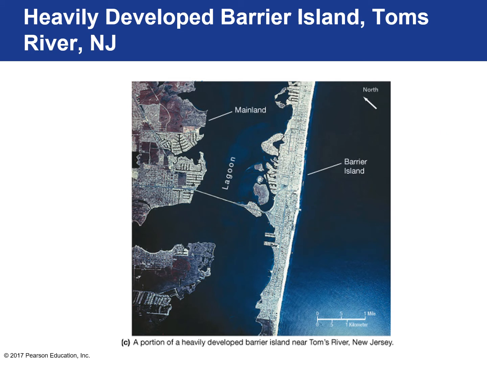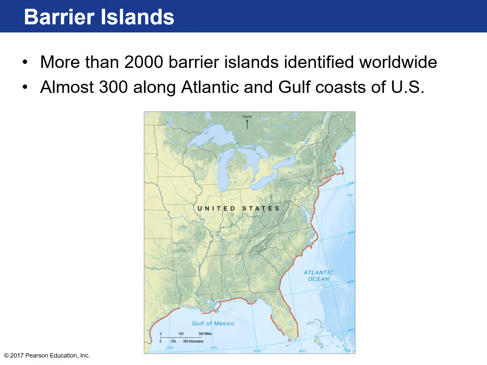Here's an example of a heavily populated one, especially in the northeast. There are so many people that live up there. They come and populate a lot of the barrier islands that are in Maryland and New Jersey. Right? So here's the Jersey Shore, guys, heavily developed. So it's a barrier island. Here's the mainland, and here's the lagoon. Okay, so there's a good example of it.